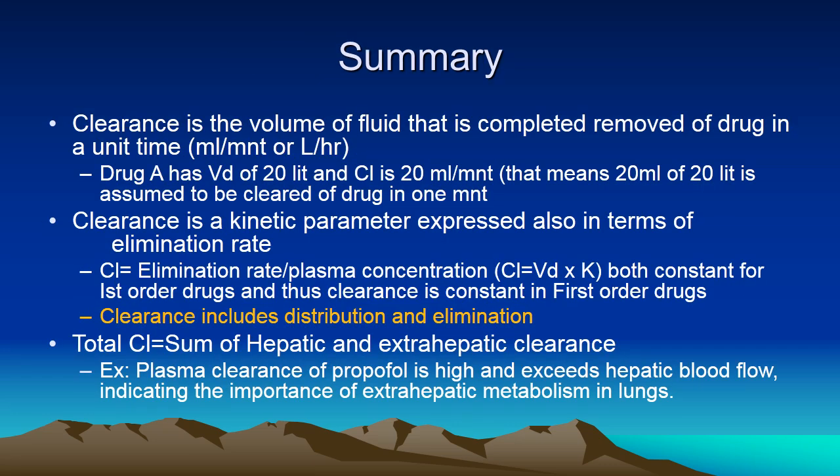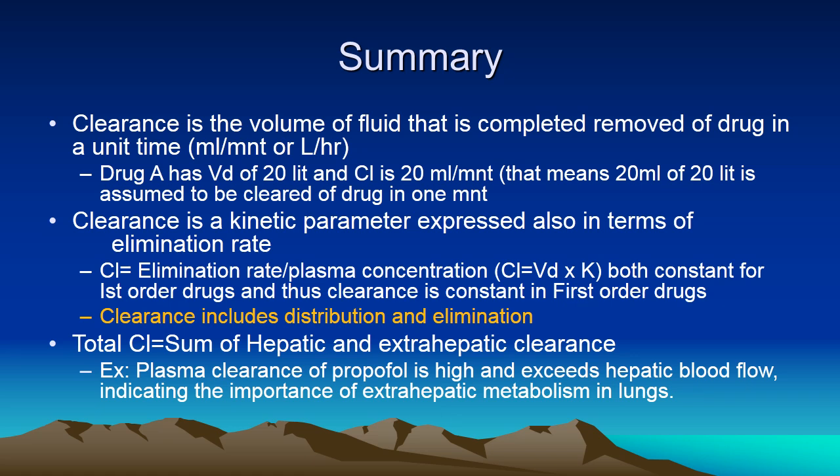So, in summary, clearance is the volume of the fluid that is completely removed of the drug in a unit time. A drug A has a volume of distribution of 20 liters. If clearance is 20 ml per minute, that means 20 ml of the 20 liters is assumed to be cleared of the drug in 1 unit of that time.